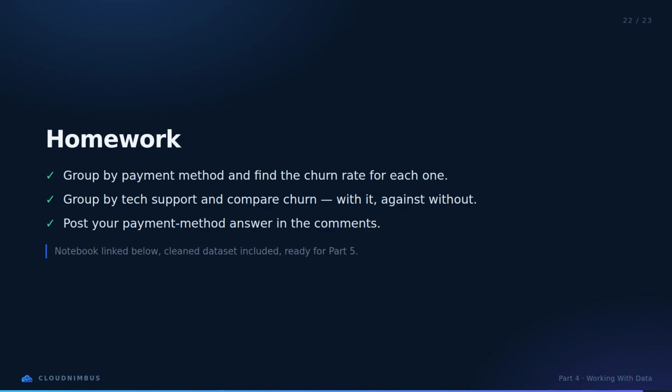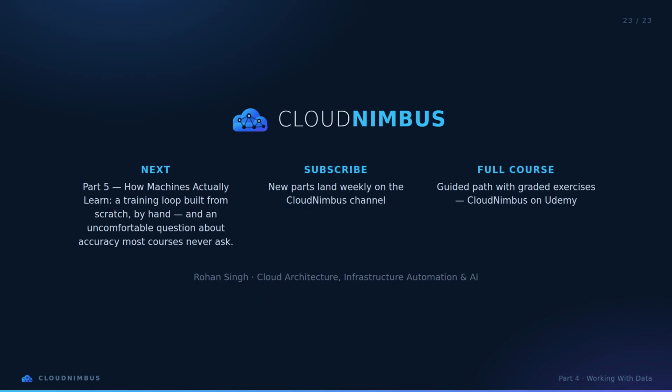Ready for part 5. Part 5 is where this stops being spreadsheets and starts being learning. We build a model's training loop from scratch, by hand, so you can watch it actually learn. And then we ask an uncomfortable question about accuracy that most courses never bother to ask.